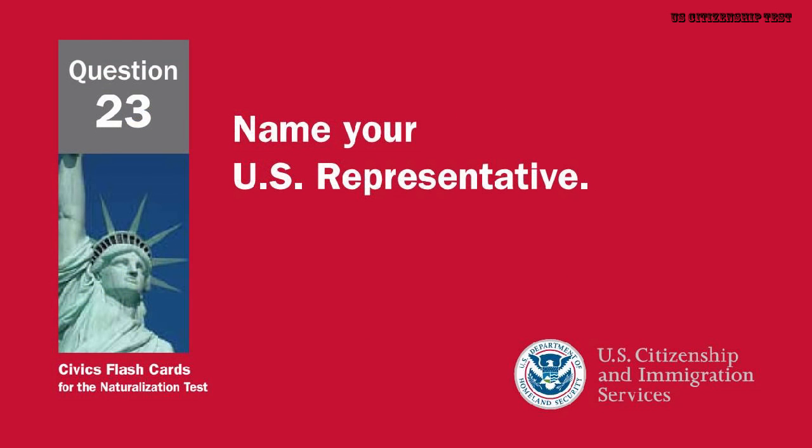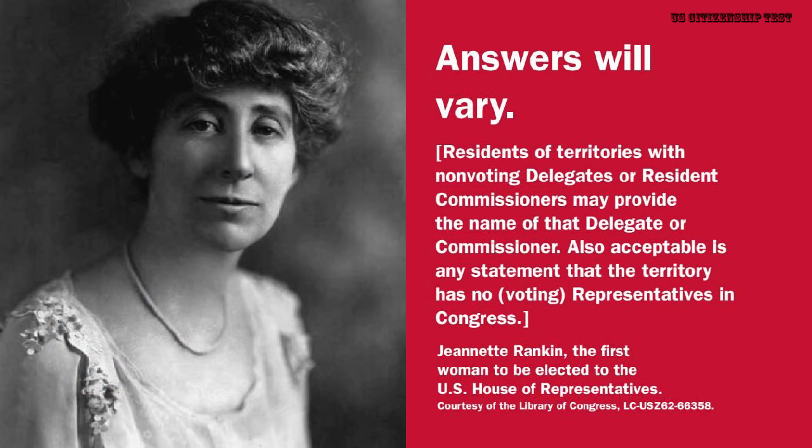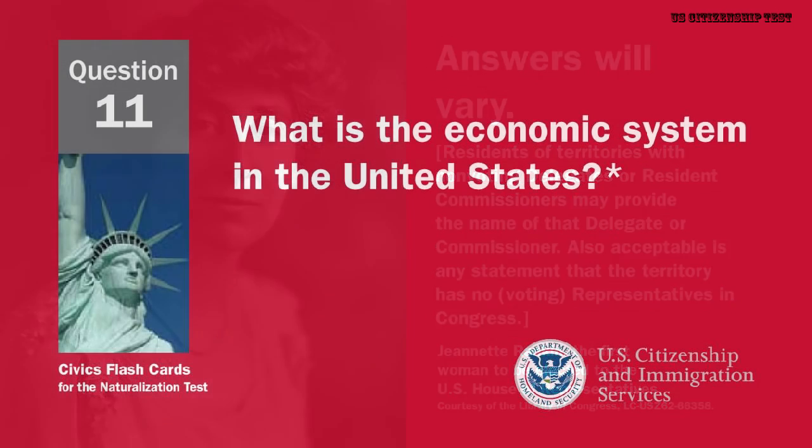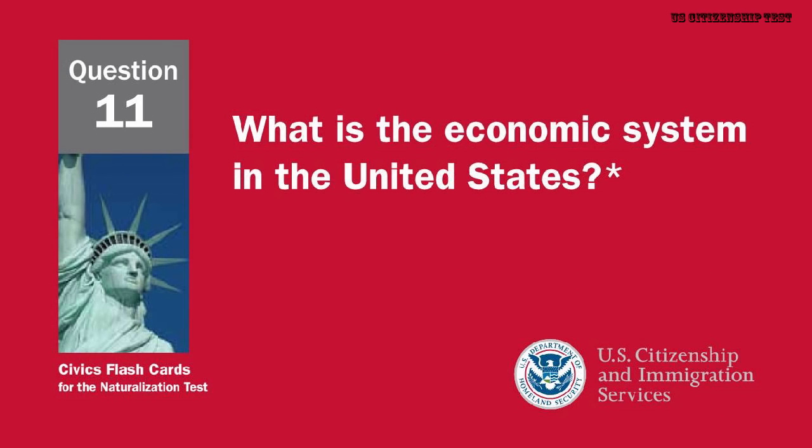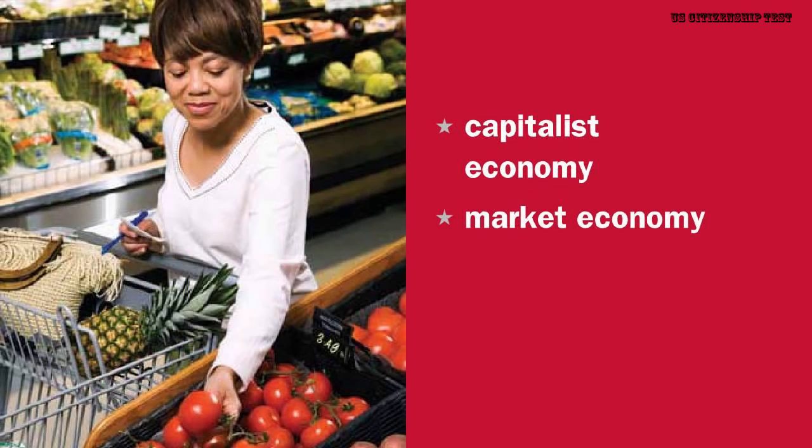Name your U.S. representative. Answers will vary. Residents of territories with non-voting delegates or resident commissioners may provide the name of that delegate or commissioner. Also acceptable is any statement that the territory has no voting representatives in Congress. What is the economic system in the United States? Capitalist economy. Market economy.